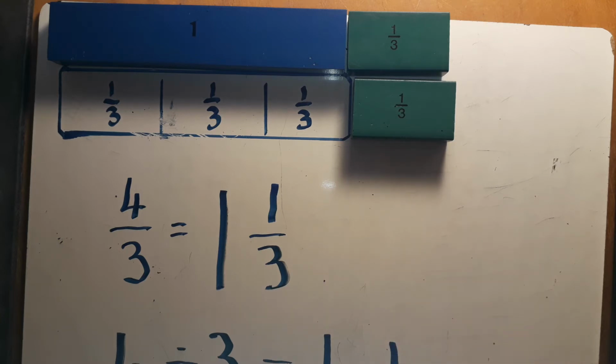But this time we're going to write our remainder as a fraction of the whole. So I've got 1 left over. I've got my remainder 1 out of the whole, which is 3. Okay, so let's do another one.